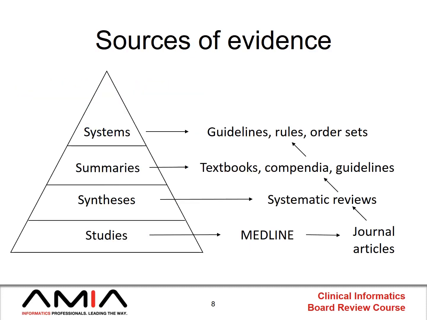Depending on the level of the hierarchy, the sources of evidence come from different locations. For example, the studies are original journal articles. They're mostly indexed in Medline, which is how we search to find them. Syntheses come from systematic reviews that may be published as journal articles, but also may be part of collections such as the Cochrane Database of Systematic Reviews. Summaries typically come to us in the form of textbooks, compendia, and guidelines. And then finally, systems come to us as guidelines, decision rules, and order sets.